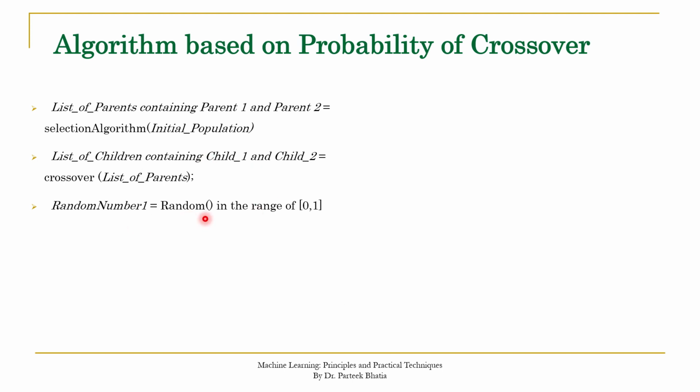Now a random number is generated in the range of 0 to 1. This random number is compared with the probability of crossover. As I have already discussed with you, the programmer has to define the value of probability of crossover, and in this step random number is compared with the probability of crossover, and we are doing this process for parent 1. So random number 1 is generated and this random number 1 is compared with the probability of crossover.